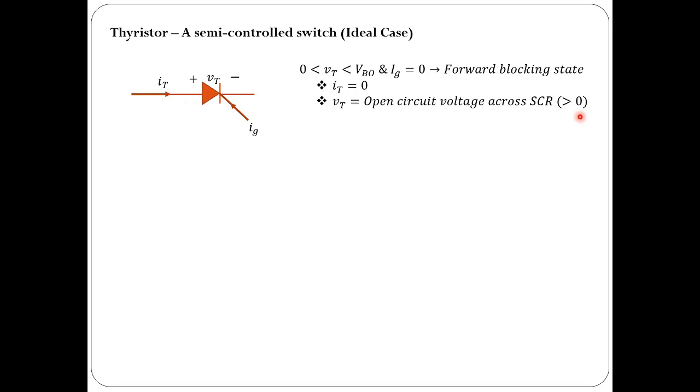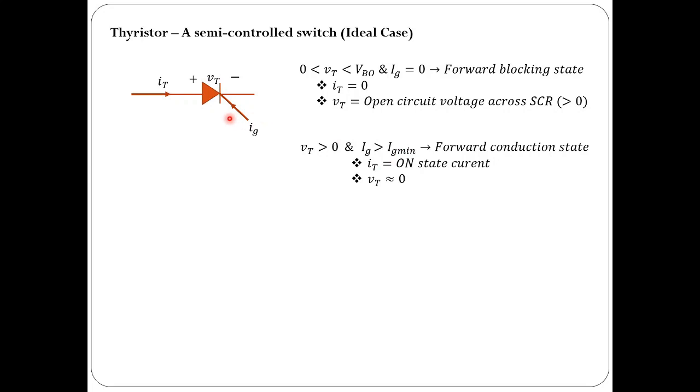It is turned off. And you can turn it on by applying some gate current more than some minimum gate current. So if VT is greater than 0 and the gate current is greater than the minimum gate current required to turn on, then this device would be driven into the forward conduction state, that is on state. In this state, the current through the switch would be the on state current, where the voltage across the switch is ideally 0, but practically it would be in the range of 1 to 2 volts.